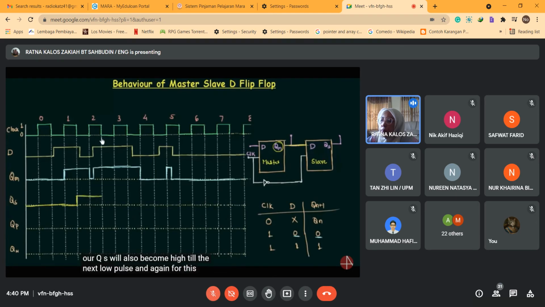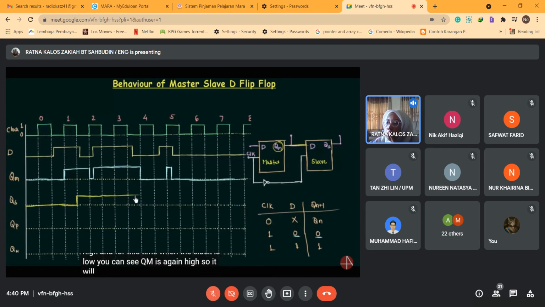And again, for this low pulse, the QM is high, so it will remain high. And for this time, when the clock is low, you can see QM is again high, so it will remain high. And for this low pulse, QM is low, so finally it will go low. And for this low pulse, QM is low, and it will remain low throughout. So this is my QS signal. You can see it is very easy to draw once you have the truth table for the D flip-flop.